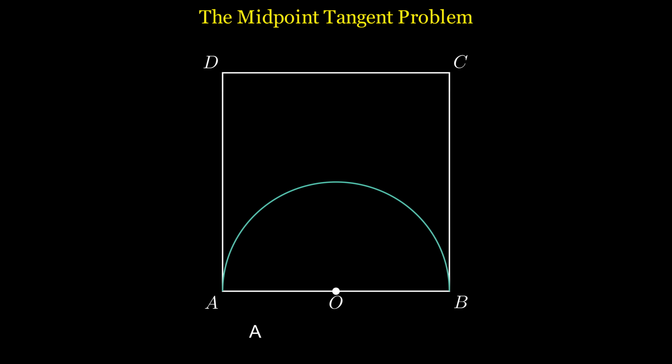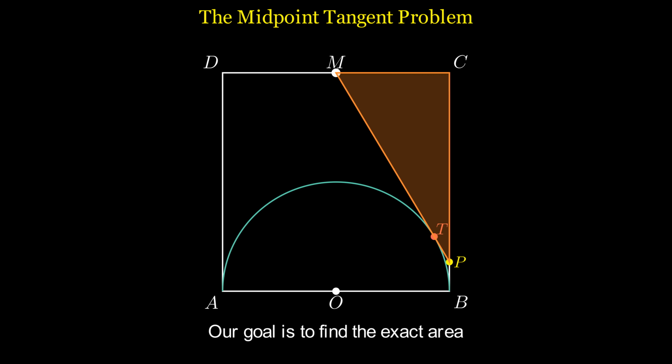Let's be precise. A unit square means every side has a length of exactly 1, and the semicircle has a diameter of exactly 1. I love this problem because drawing one line, this tangent from midpoint M, completely breaks the symmetry. Our goal is to find the exact area of triangle MCP. No guessing, no estimating. We want the precise value.